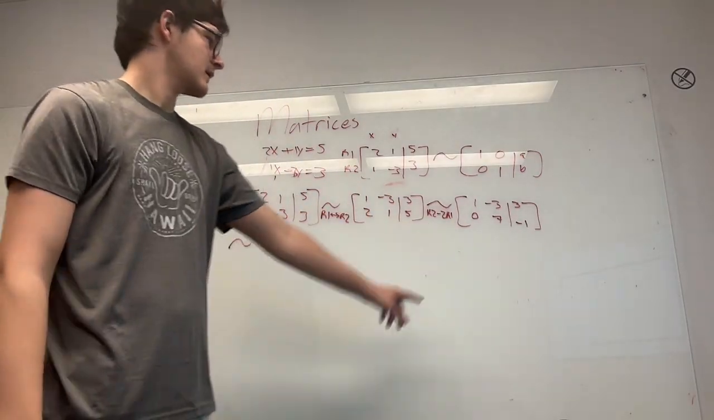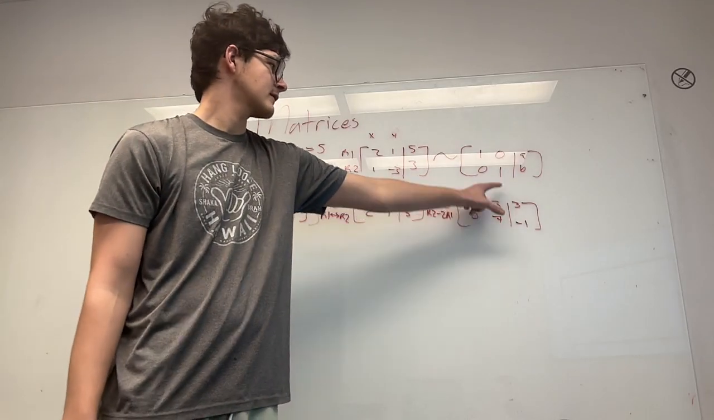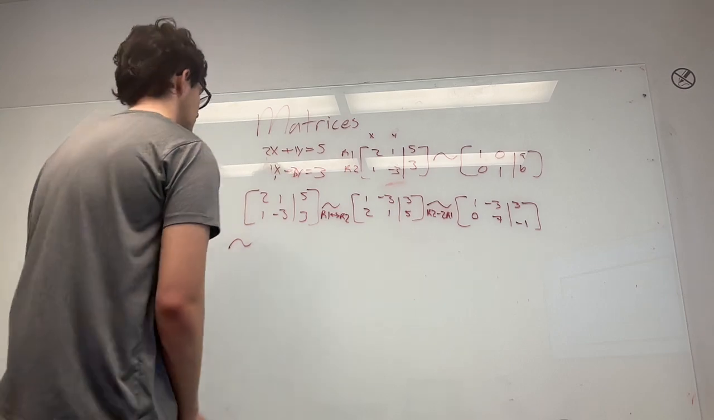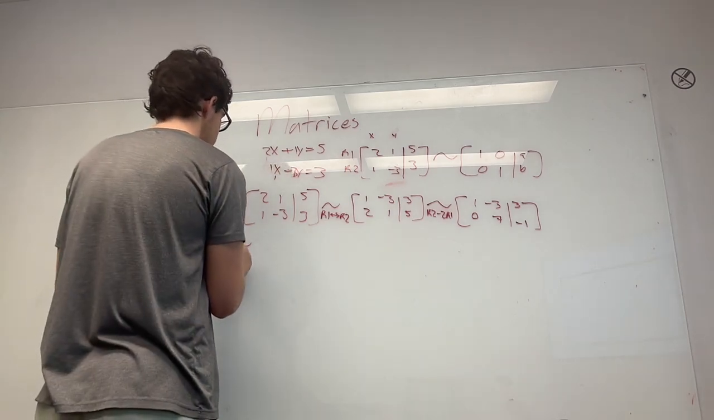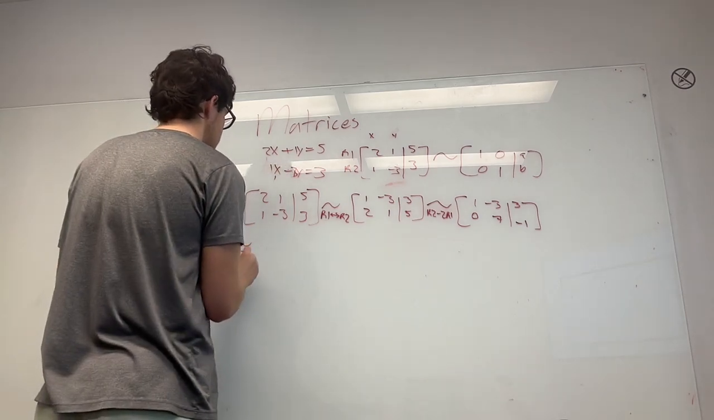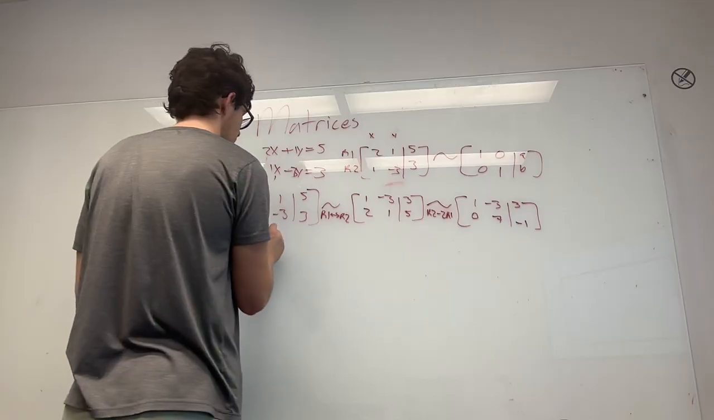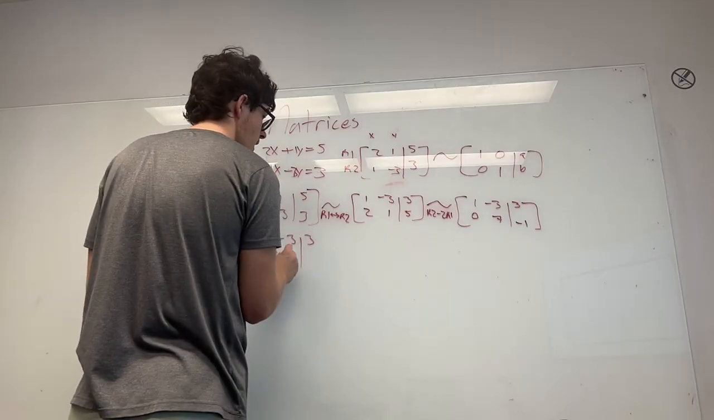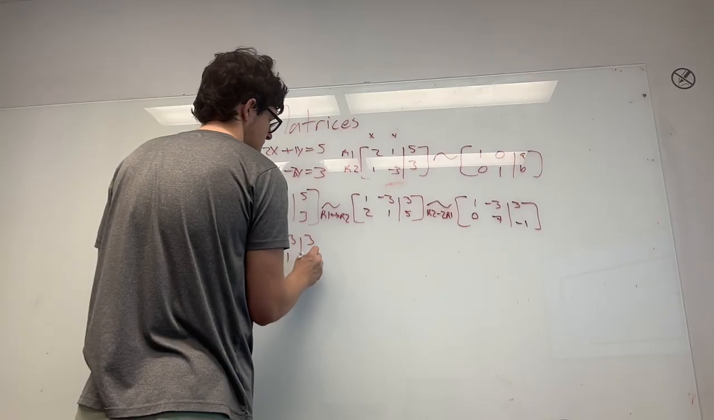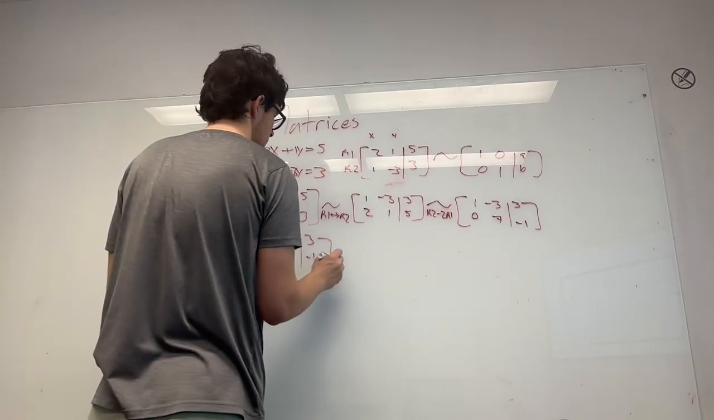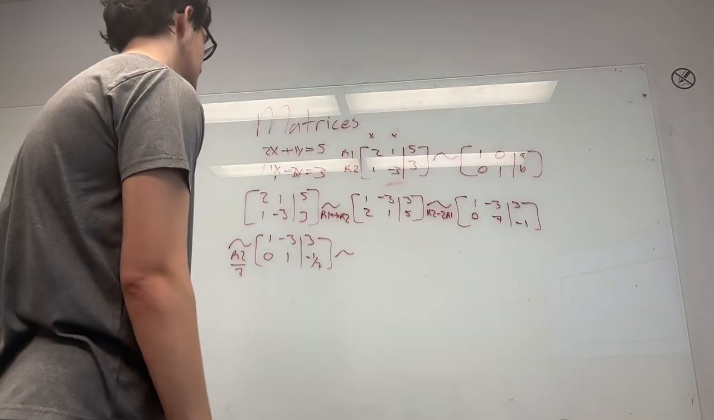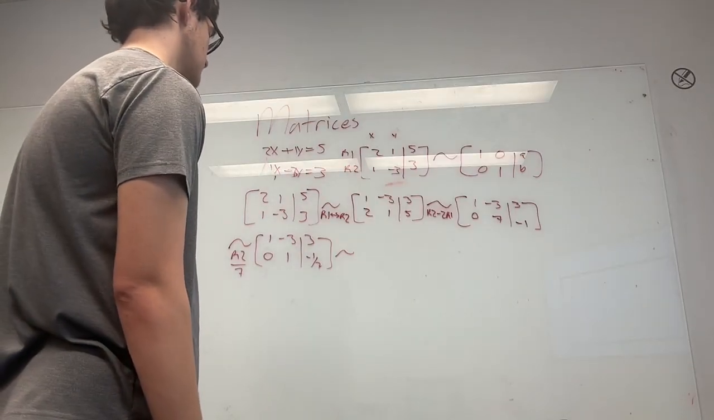And I see the 7 right here. I can just divide that by 7 to get 1, right? So I'm gonna say R2, just divide by 7. Okay, and then what am I left with? 1 minus 3, 0, 1 minus 1 seventh. Now that's kind of gross, but that's kind of what happens. We get some funky numbers doing row operations.